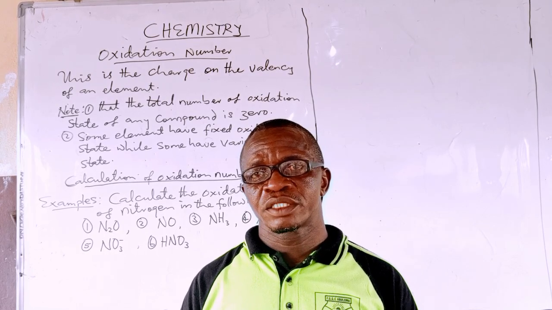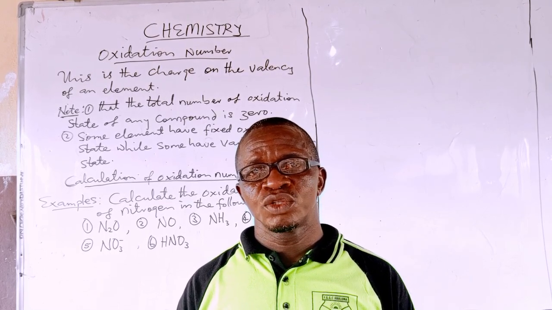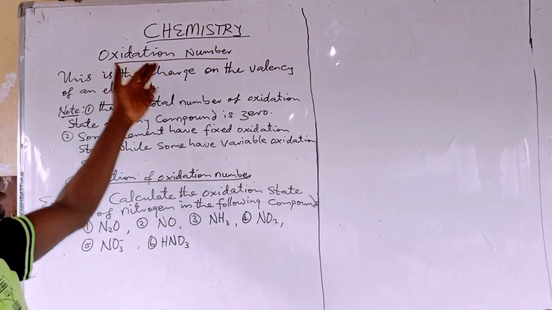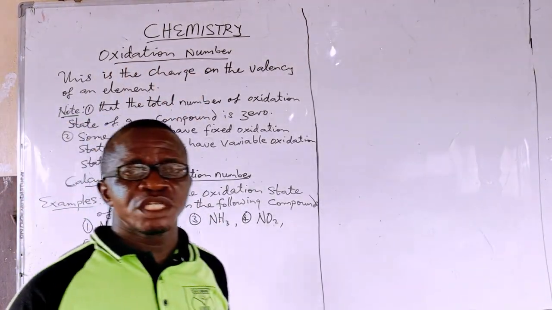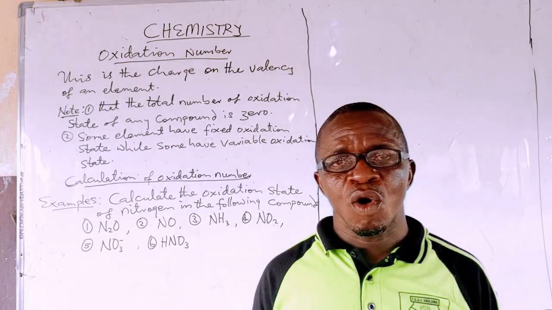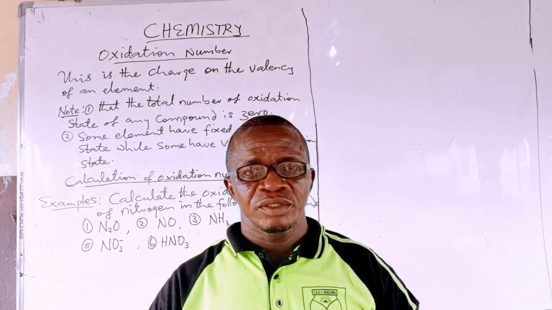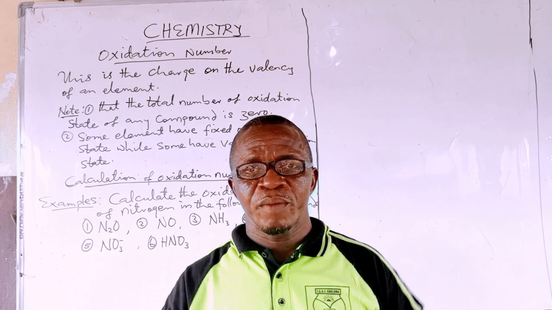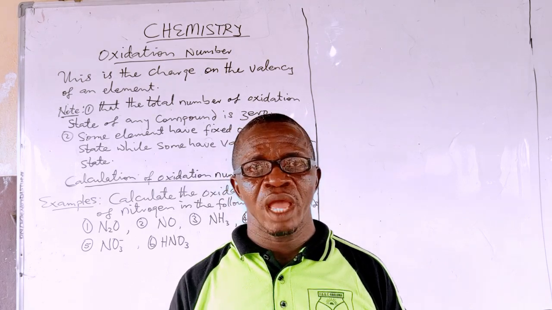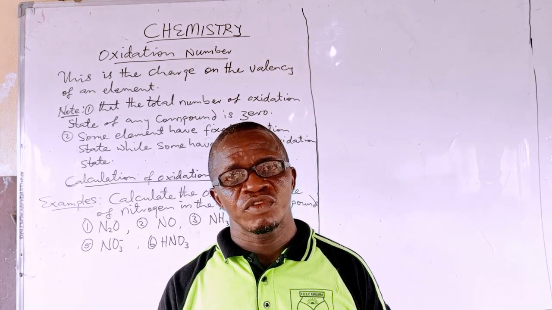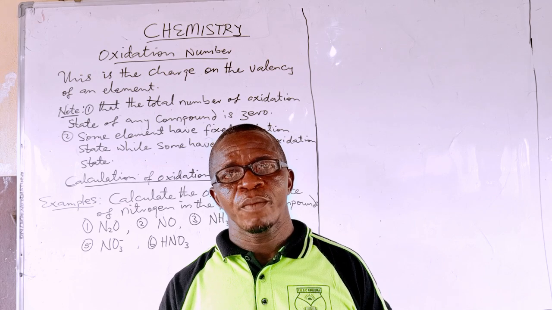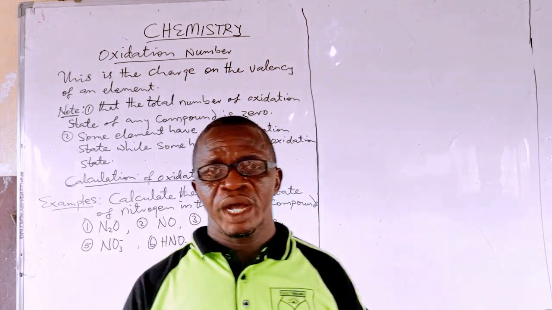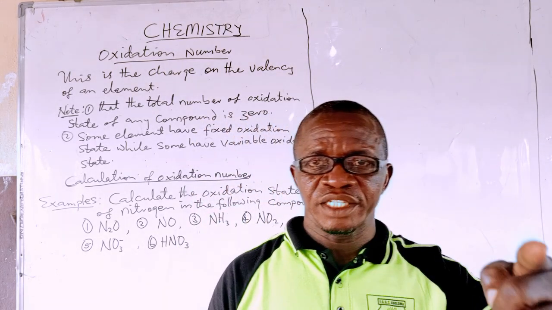Today's chemistry class, we are going to be discussing oxidation number. What is oxidation number all about? We are talking about the valency, the combining power. Just remember when we did something about electronic configuration, we talked about the valency. Now, the oxidation number is a charge on that valency.